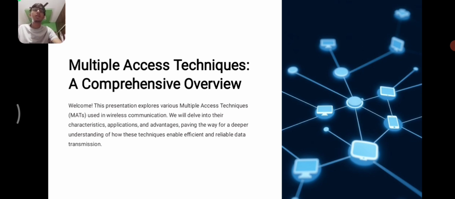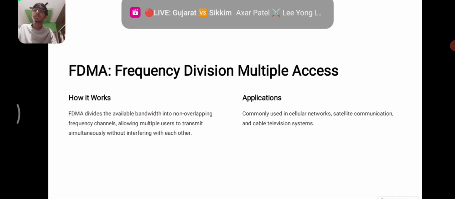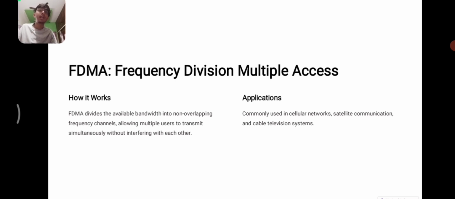Let us move on to the second topic, FDMA, frequency division multiple access. How does it work? FDMA divides the available bandwidth into non-overlapping frequency channels, allowing multiple users to transmit simultaneously without interference with each other. Applications: commonly used in cellular networks, satellite communication, and cable television.